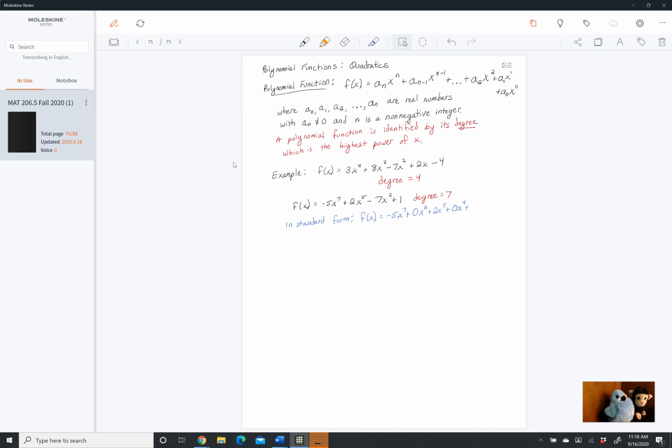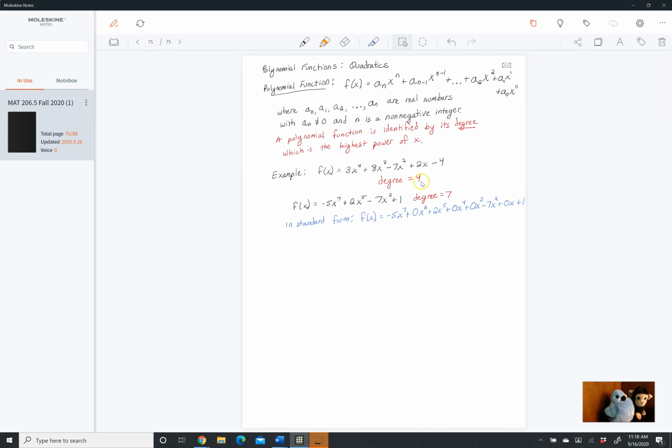We're missing x to the 3rd, so again, we put in a placeholder. Then we have our minus 7x squared. We're missing x to the 1st, so we put in a placeholder. Remember, if there is no exponent, then it's a 1. And then plus 1, and that's really plus 1 times x to the 0.